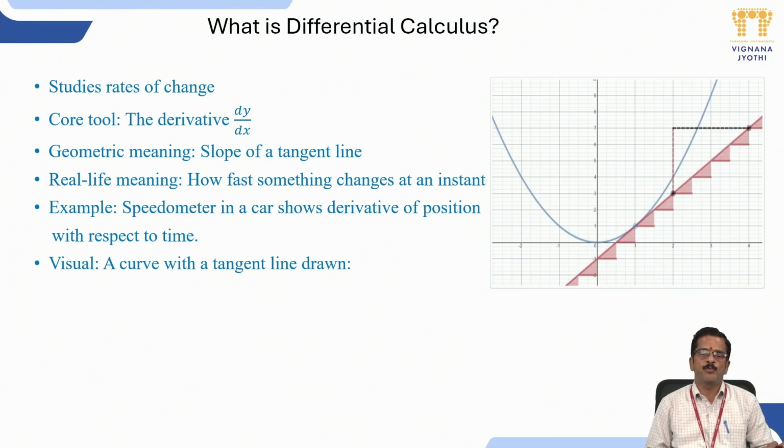Example: the speedometer in a car shows the derivative of position with respect to time. The speedometer in our car changes with respect to the movement of the car. That is the rate of change. And the curve I have provided here gives a slope. For this curve, as it changes from the left-hand side to the right-hand side, the rate of change can be evaluated with the slope, right?